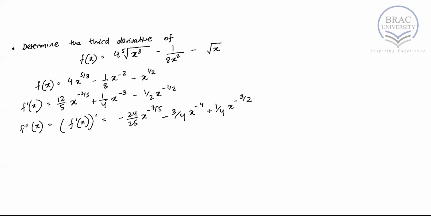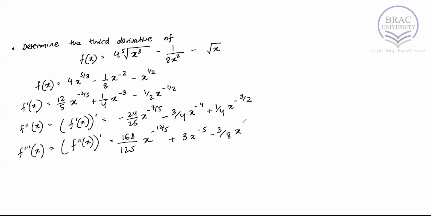So we're going to go ahead and find the third derivative now. Again, this is just the derivative of the second derivative. So we're going to differentiate this. So what we get is 168 divided by 125 x to the power of minus 12 by 5 plus 3x to the power of minus 5 minus 3 by 8 x to the power of minus 5. So this is our third derivative as asked from the question.